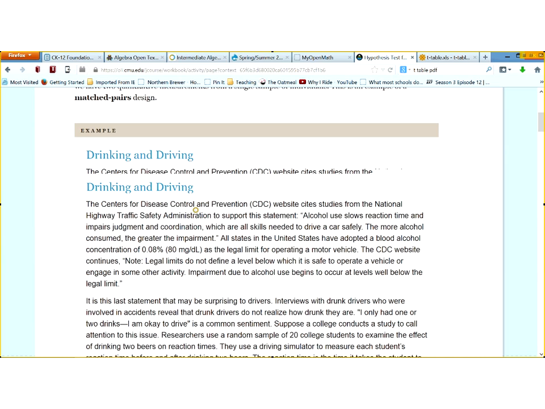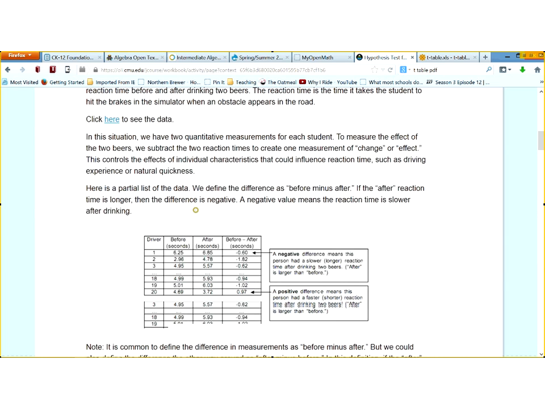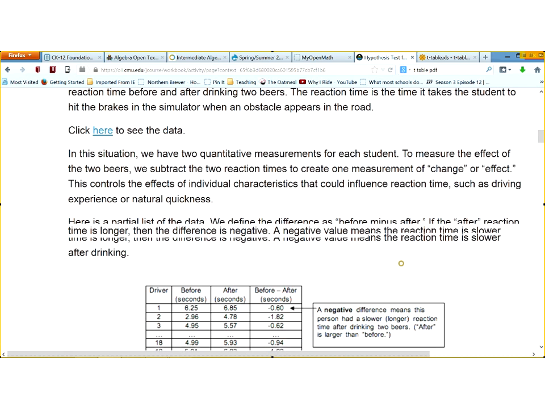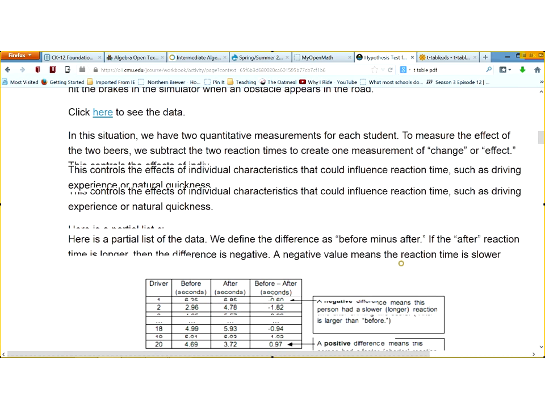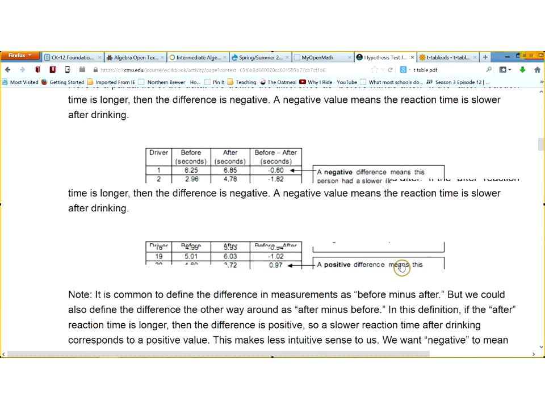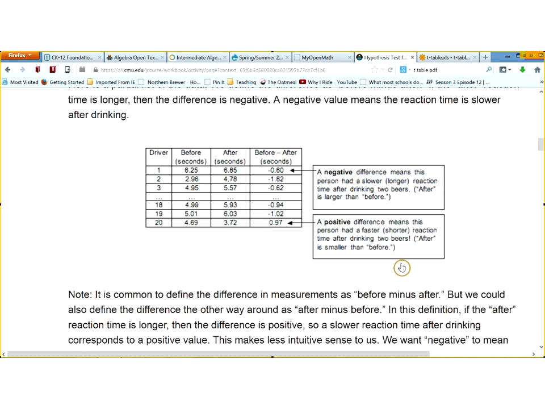So an example of this is drinking and driving. What they did was they took 2 different drivers and measured their reaction time before and after drinking. I mean, drinking 2 beers. Okay, so not a huge amount. I imagine their goal was to show that even a small amount of drinking can impair your reaction times.